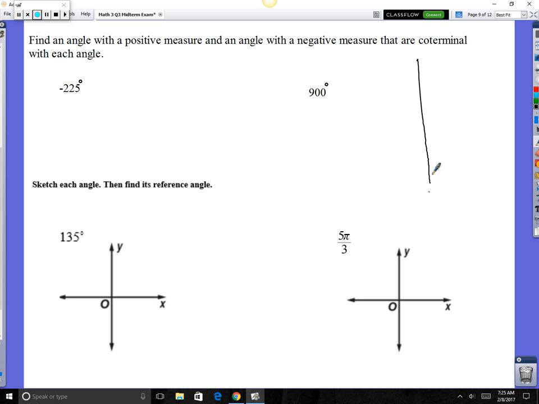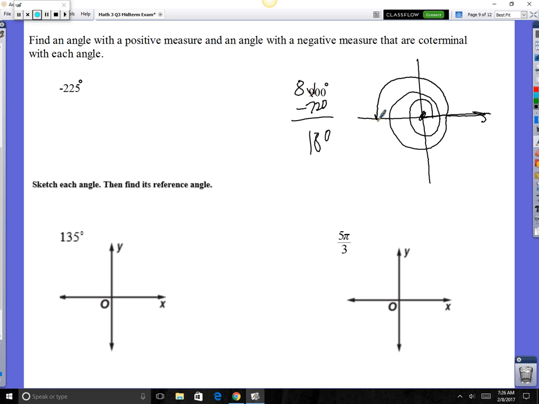900 degrees. If you've got to spin 900 degrees, it's positive, so you're going to start this way. There's a 360, there's a 720. So if I take away 2 spins, 720, 900 minus 720 is going to be 180.